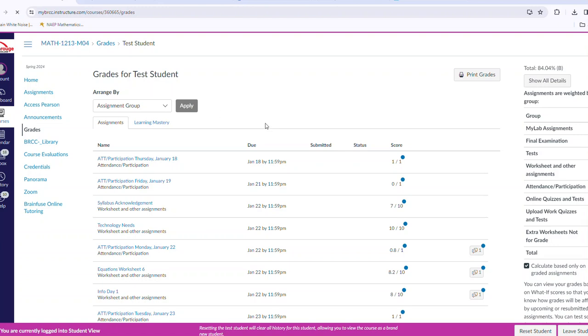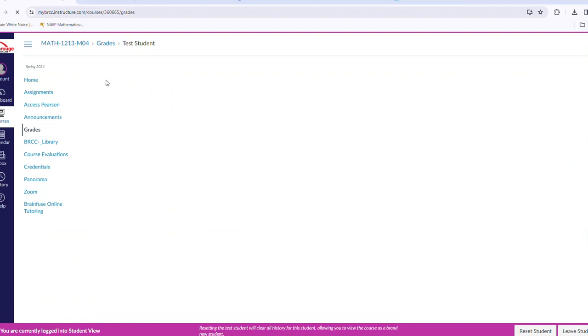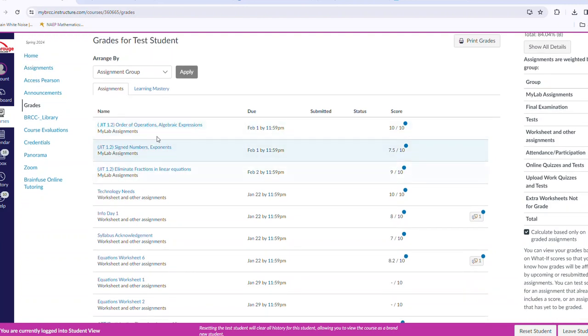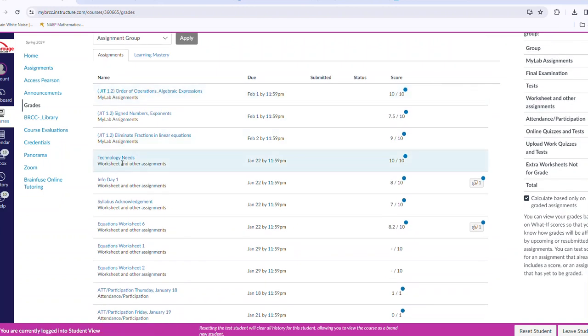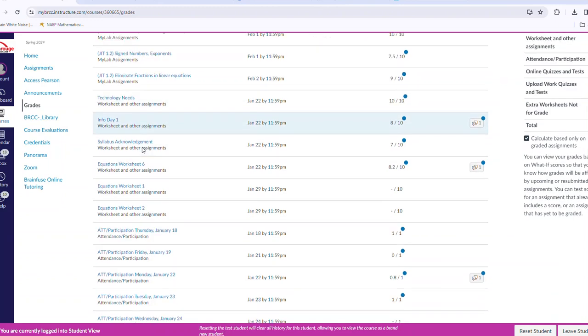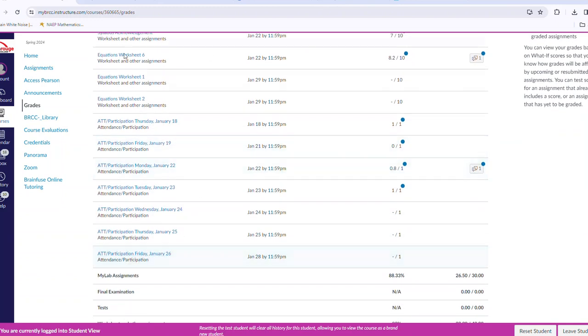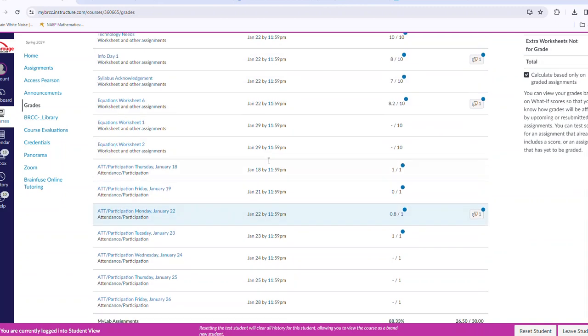And what that does is it puts all the MyLab assignments together. See where it says MyLab assignments? So it puts those first, then it puts the worksheets second, and then the attendance third, and then once you get a test, the test will be somewhere in there as well. But it puts them in groups.